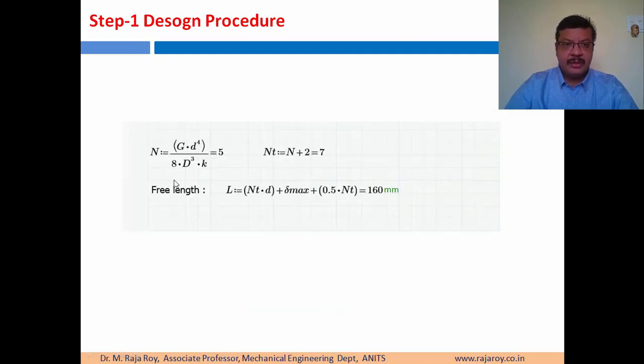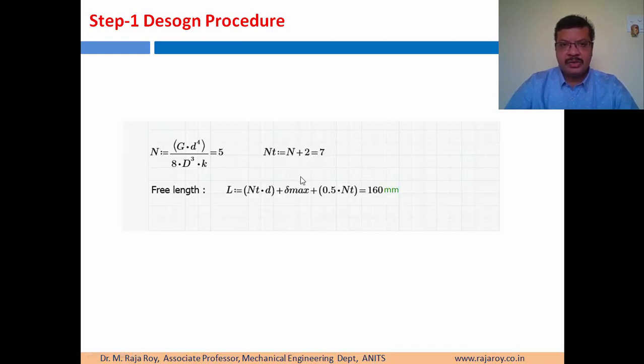Now, using this particular equation, you can calculate the number of active turns. Number of active turns n equals G into d to the power 4 by 8 into capital D cube, this is the coil diameter, into k. That value you are getting as 5. That means active turns you are getting as 5. Total turns are active turns plus 2. Then we will get the total turns.